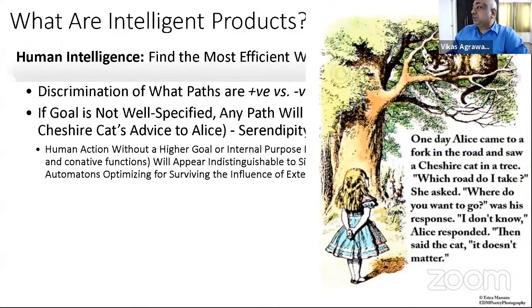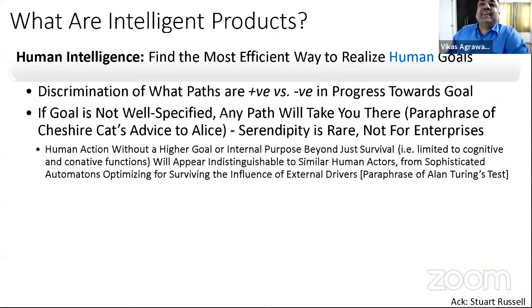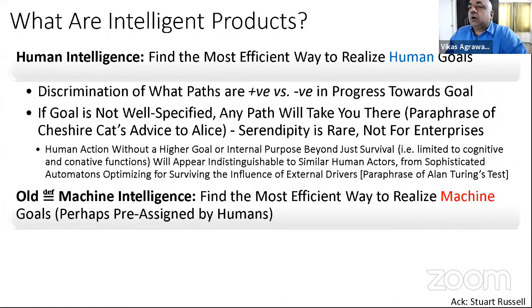Alice says, "Which road should I take?" And the cat said, "Where do you want to go?" So Alice says, "I don't know." So the cat says, "It doesn't matter then what path you take." So it's very important that in creating industrial solutions, the goal is well specified. If it's not well specified, we need to go back to our leadership and make sure that we get that goal well specified.